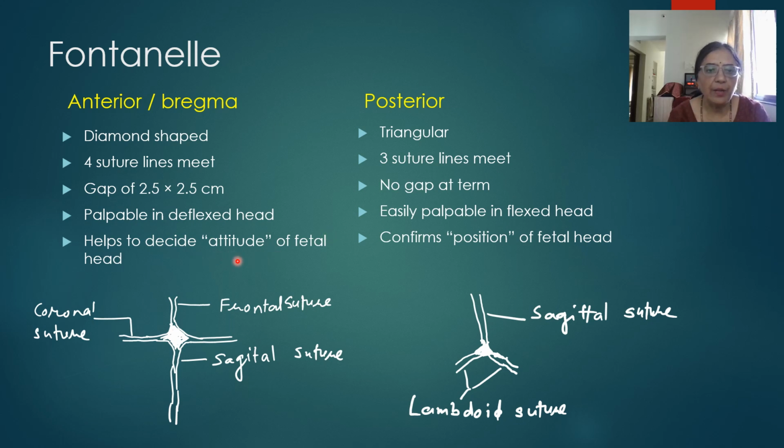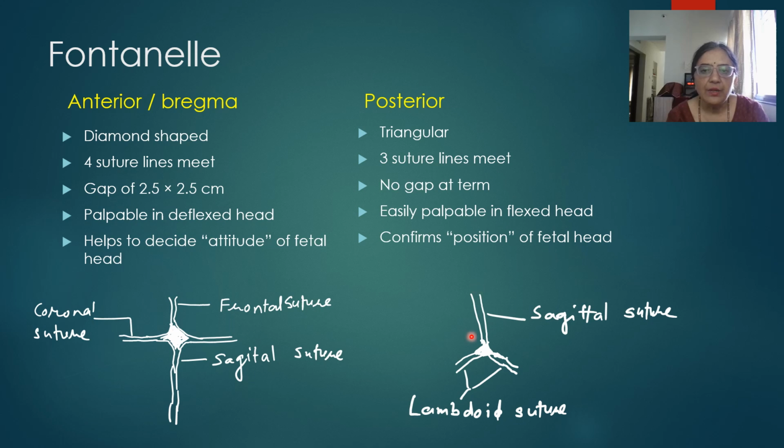That is determined by whether we can palpate the anterior fontanelle. An easily palpable anterior fontanelle is indicative of the presence of a deflexed head. On the other hand, the posterior fontanelle is triangular in shape. Three suture lines meet here. There is no actual gap because it gets ossified by the time the fetus is a term fetus. You can appreciate a depression here. It is easily palpable whenever it is a flexed head, and it helps in confirmation of position.